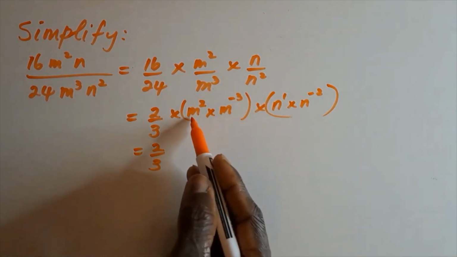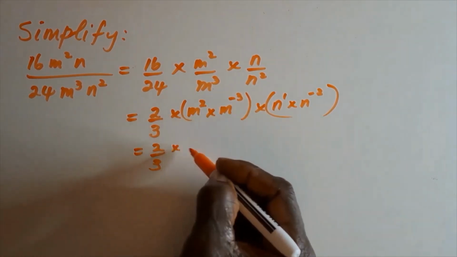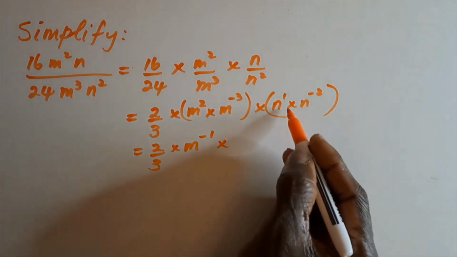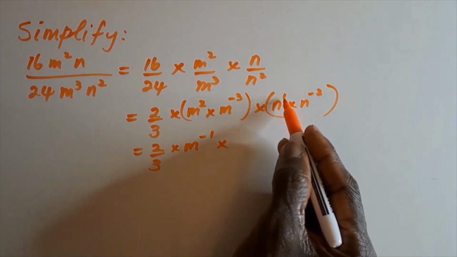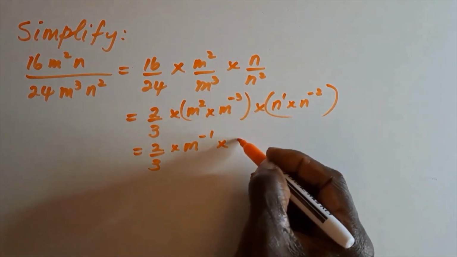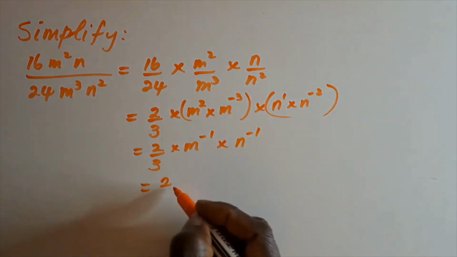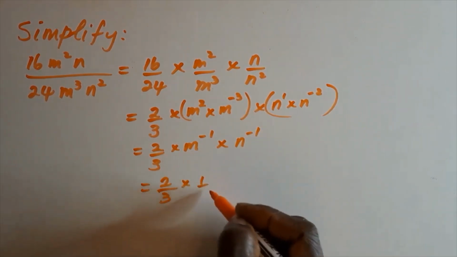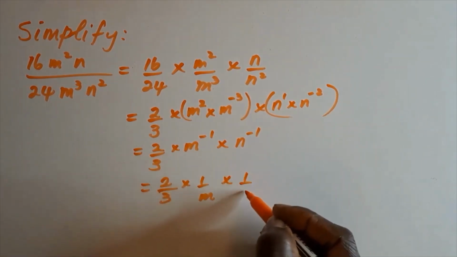Now we're going to add indices because the base is the same. This is the rule. So now we have m to the minus 1 times, here again, we add indices. We add +1 to -2, we get -1 with the same base, so we have n to the minus 1. And now we can simplify this. 2 over 3, m to the minus 1 is 1 over m, and n to the minus 1 is also 1 over n.